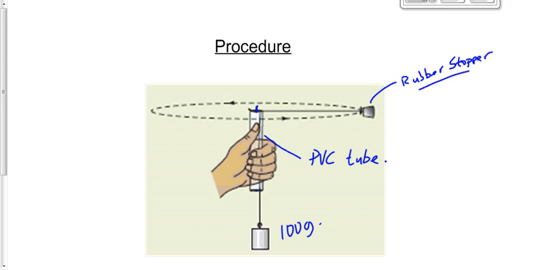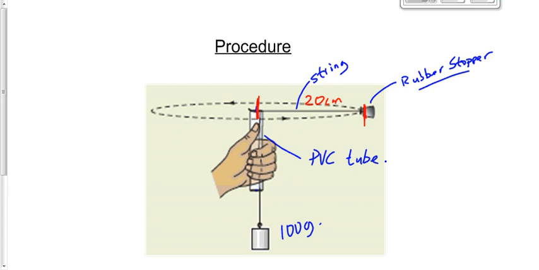So you've got your rubber stopper, which is attached to your string, which is not attached to but threaded through the PVC tube and attached at the other end to a 100-gram mass. That's basically it. So what are we going to do exactly? Well, you're going to mark off various distances on this string. Let's say we mark off the distance from the rubber stopper to here as 20 centimeters.